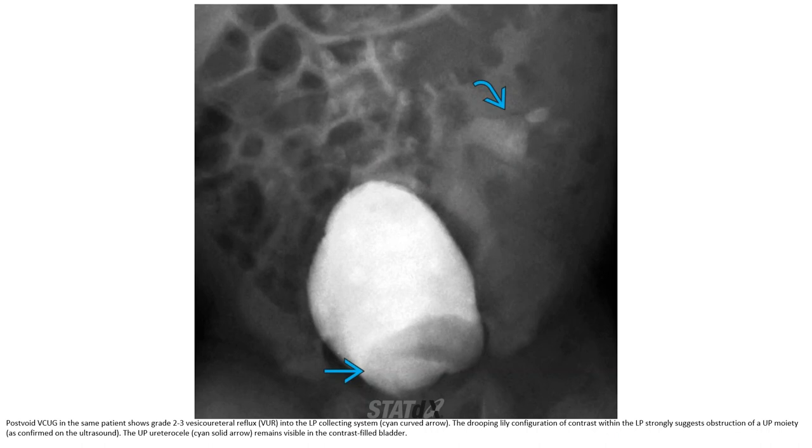Post-void VCUG in the same patient shows grade 2-3 vesicoureteral reflux into the lower pole collecting system. The drooping lily configuration of contrast within the lower pole strongly suggests obstruction of the upper pole moiety. The upper ureterocele remains visible in the contrast-filled bladder.